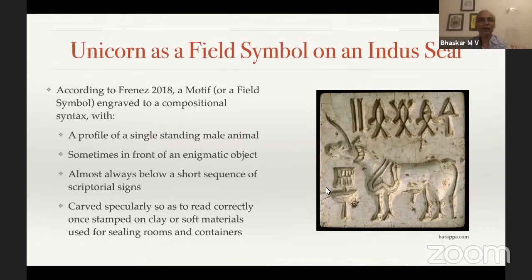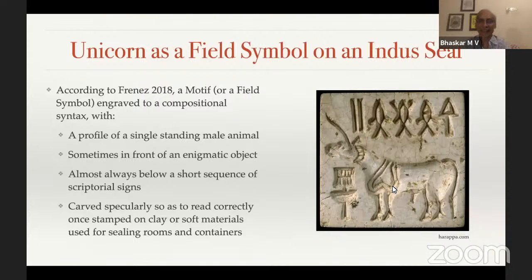The unicorn features as a field symbol on an Indus seal. So when I say field symbol, what I mean is this. This is the unicorn, and this is a field symbol. On a seal, there are other elements. There is a text, and there is this object in front of that field symbol. Field symbol is a terminology introduced by Iravatham Mahadevan. So I stick to that term. Other people use motifs. People say animal motifs, and there are many other terminologies available for that. But I will, by and large, stick to the standard terminology of field symbol.